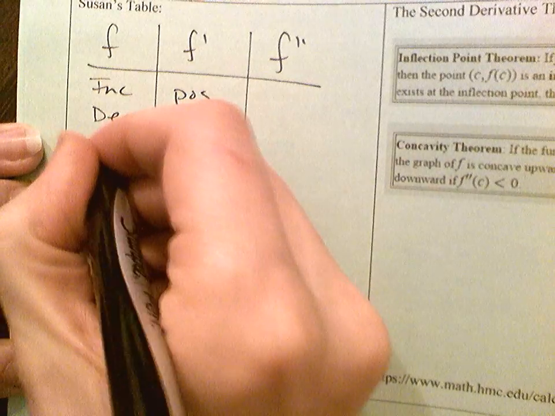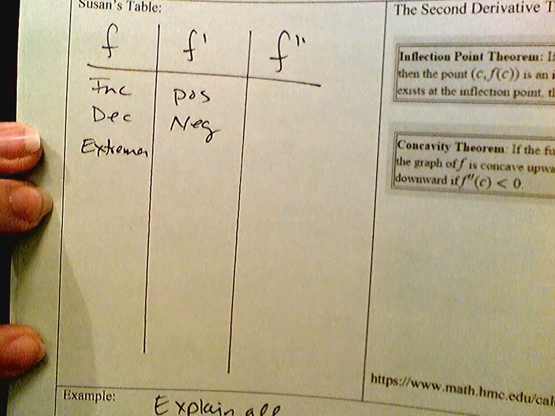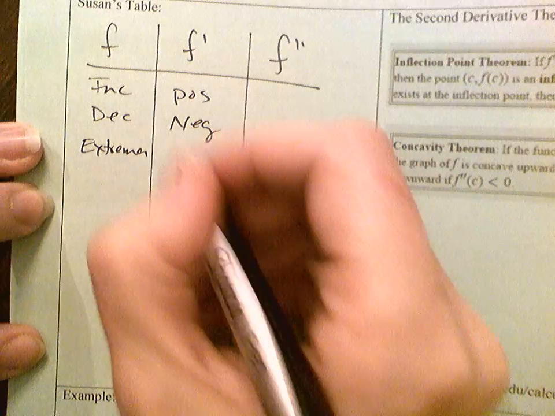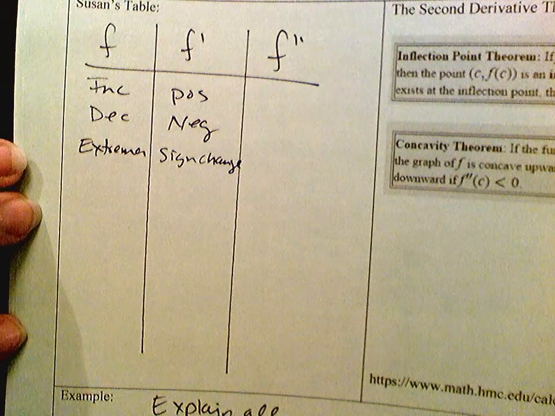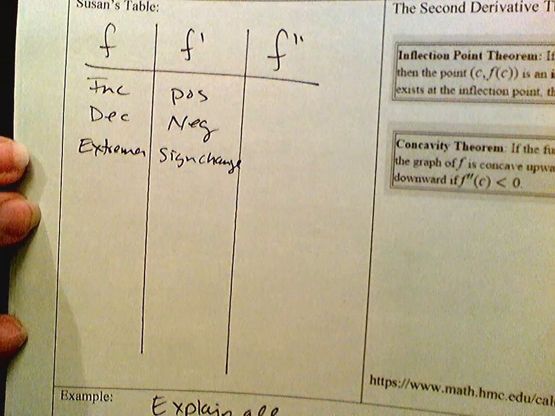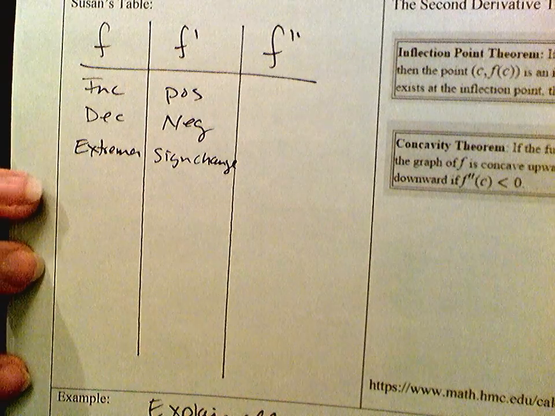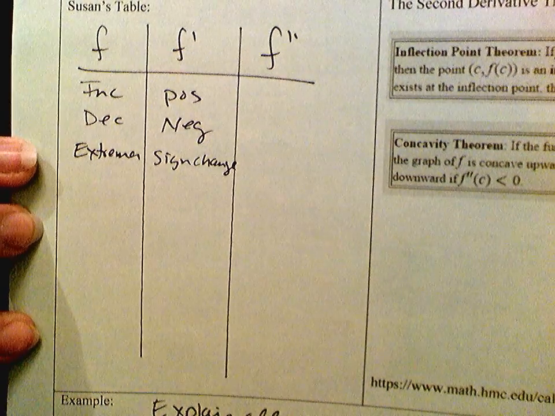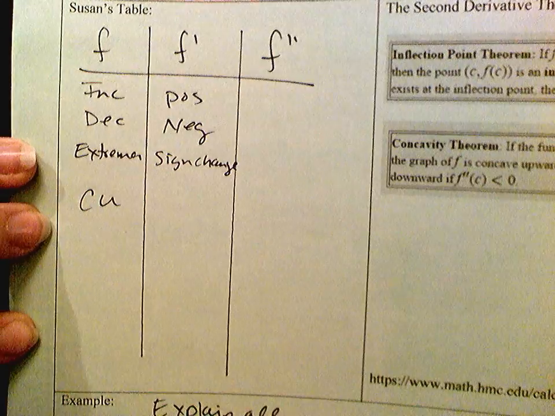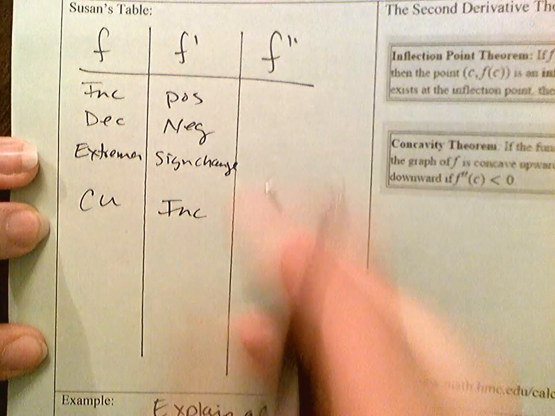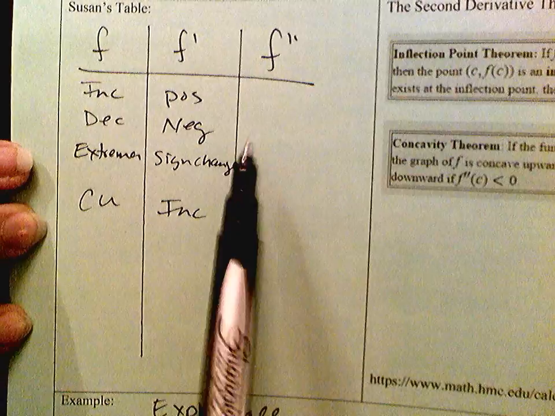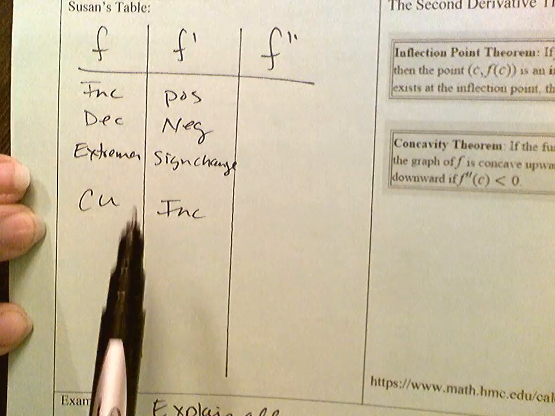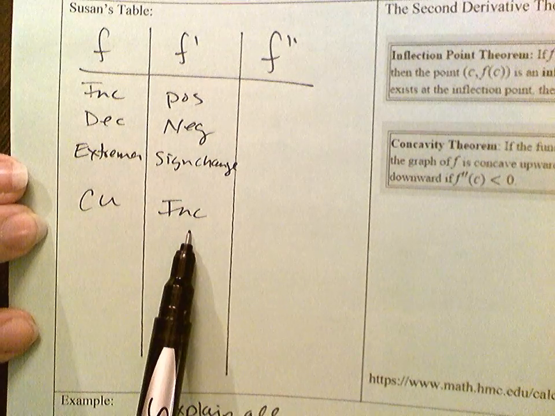And then you will know that you have an extrema, like a local max or a local min, if F prime has a sign change. Okay, if it changes from positive to negative at that critical number, then it would represent an extrema of some kind. F will be concave up if F prime is increasing, and now we get into the F double prime column. Before we couldn't really say much about F double prime given these things, but now if F is concave up, that means that F prime is increasing.